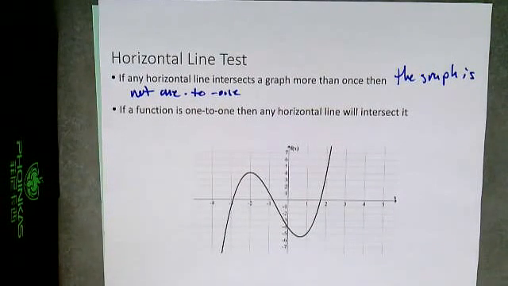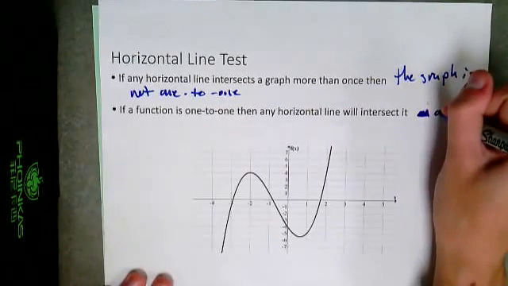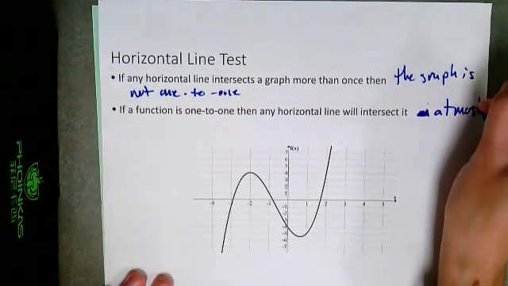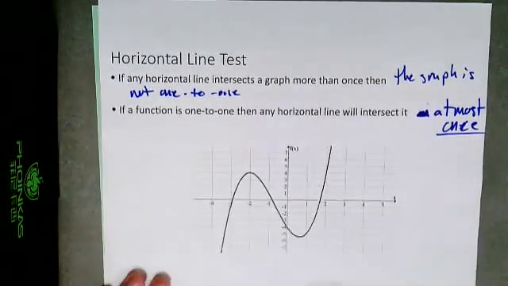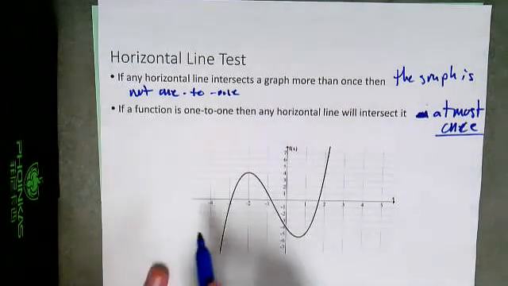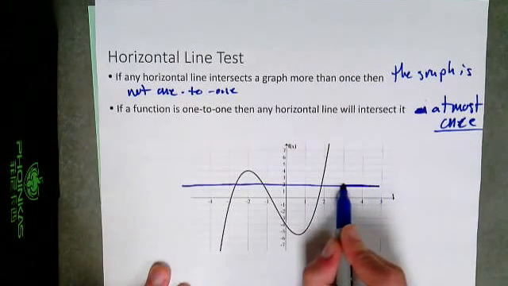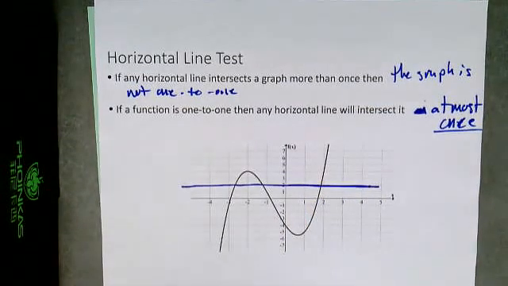A function is one-to-one if any horizontal line will intersect the graph at most once. At most once. So if we look at this graph, if we draw a line, let's say there.